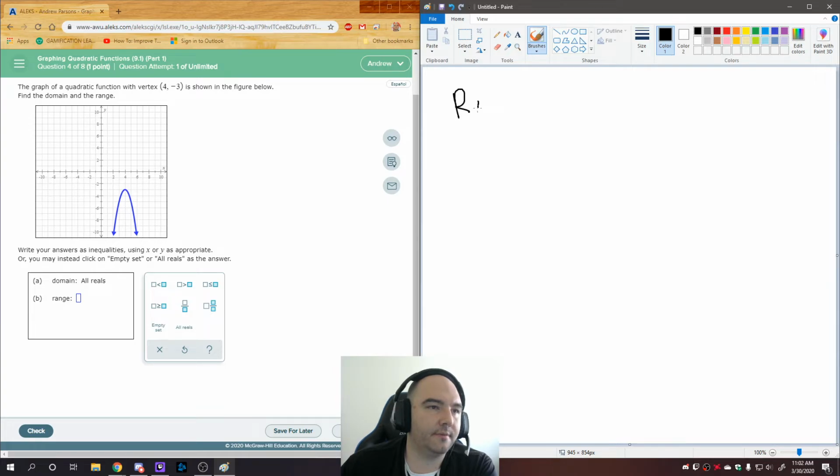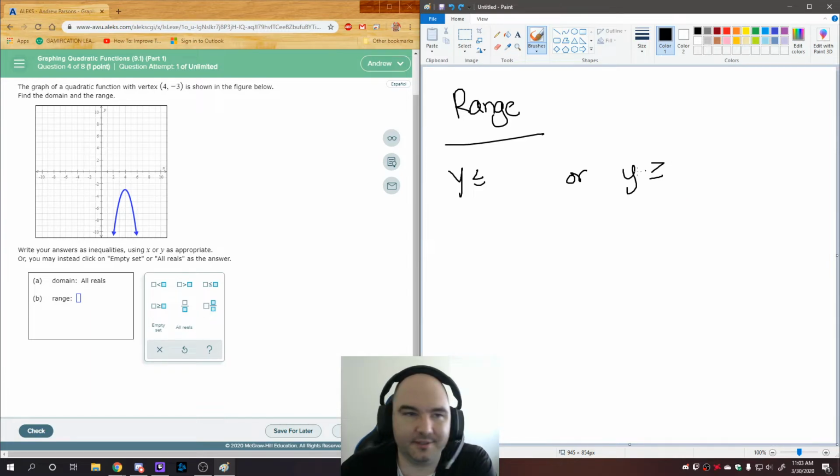So I'm going to write this down, and if you want to take note, take note. So the range is either going to be y is less than or equal to, or y is greater than or equal to. Oops, don't write 0. It's not always going to be 0. So these are your two things. You'll notice I'm using the equal sign.